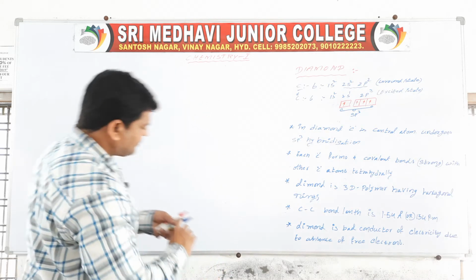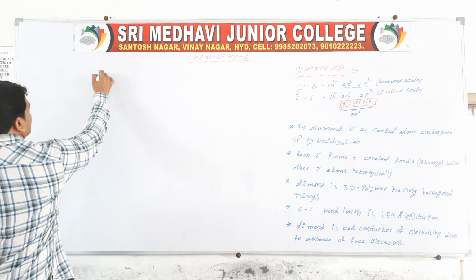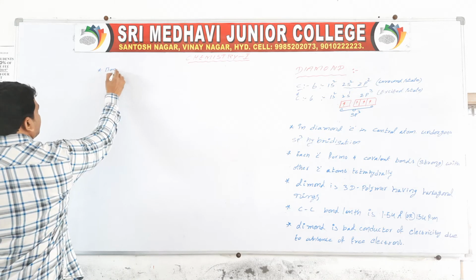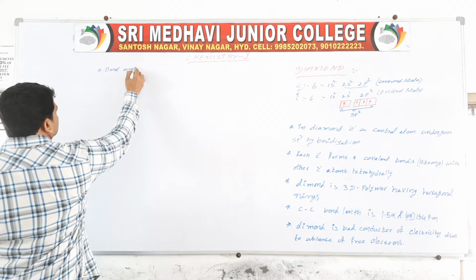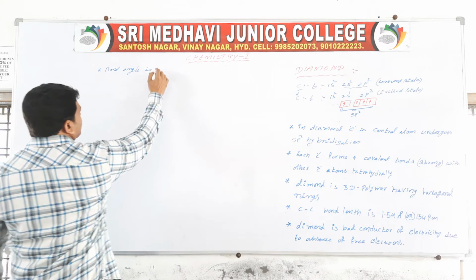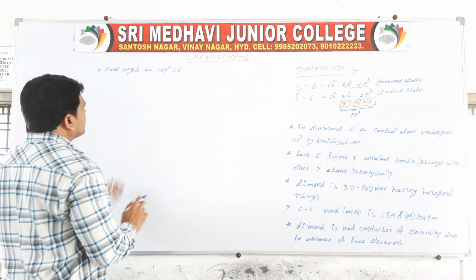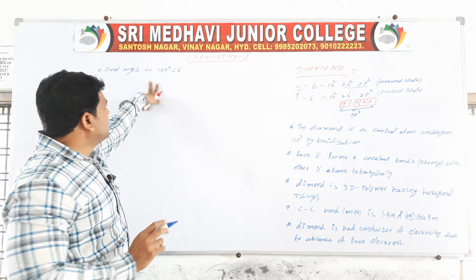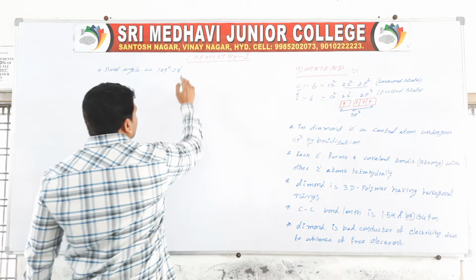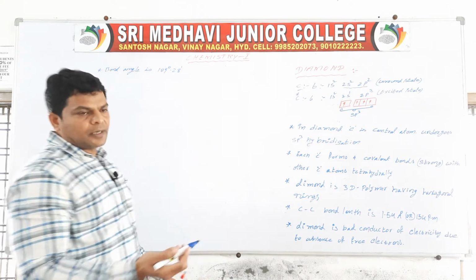Okay, so the bond angle is 109 degrees 28 minutes in diamond, between carbon atoms.